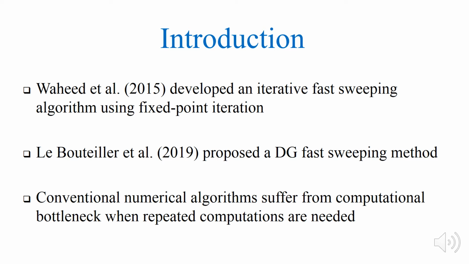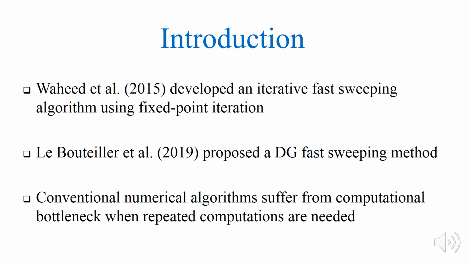Le Boutier et al. in 2019 proposed a discontinuous Galerkin discretization-based fast-sweeping method also to accurately solve the anisotropic eikonal equation. However, one thing that's common with these algorithms is that even for small perturbations in the velocity model or source location, the same amount of computation is needed. For example, if you have several thousand sources, for all those sources the same amount of computational effort is needed.